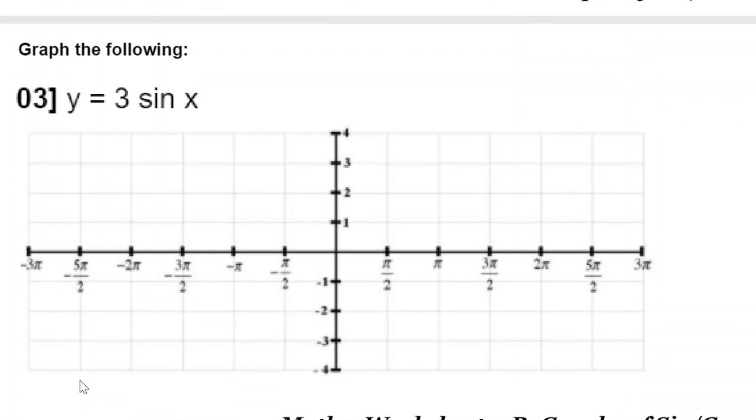3 sine x means that we are going to have an amplitude of 3. Period is still 2 pi. We're not shifting anything otherwise, so we're going to start the sine right there. And we're going to finish there, and we're going to cross halfway there. And we're going to go up 3 units, and then we're going to go down 3.